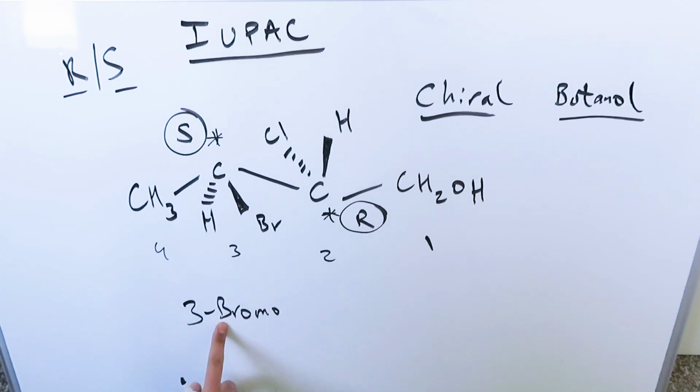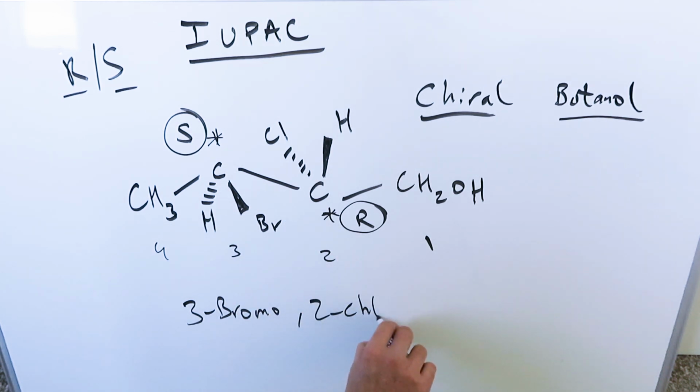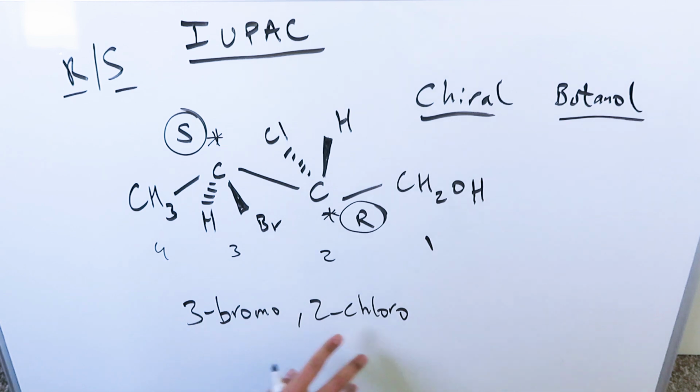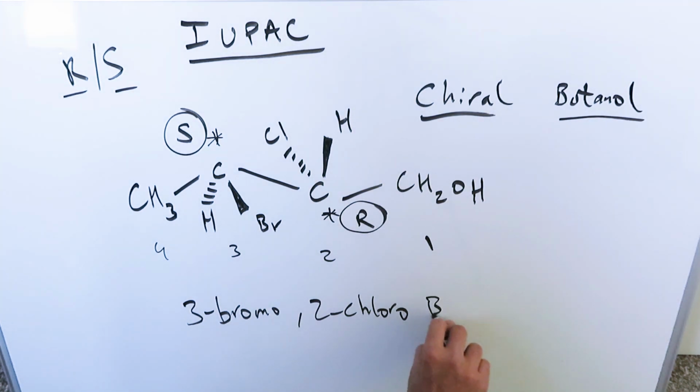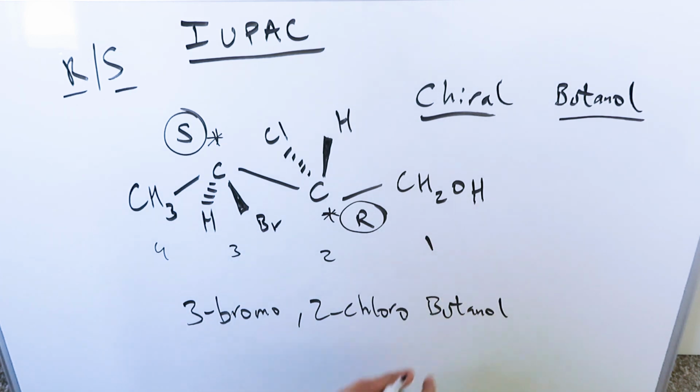Bromo, B doesn't have to be capitalized, but it can be. Then we'll say 2-chloro, because again B comes before C. For standardized purposes, let's lowercase it. I have a 3-bromo, 2-chloro, then I have here a butanol, because I don't have to say 1-butanol, the hydroxyl is on carbon 1.